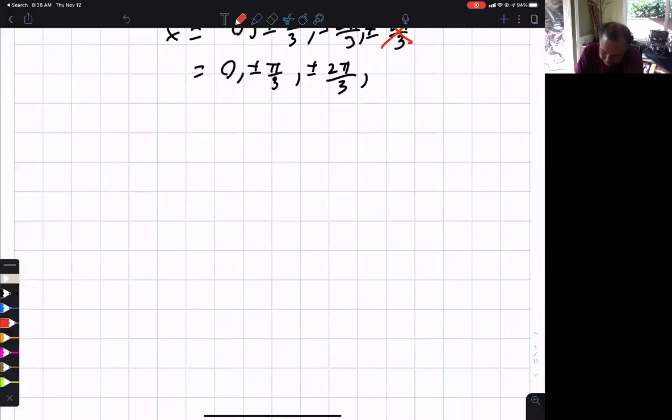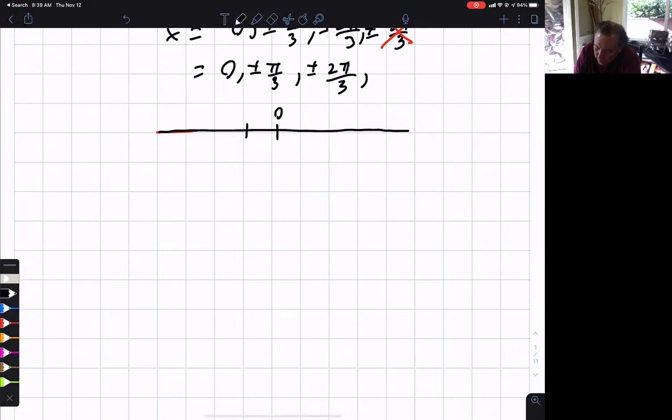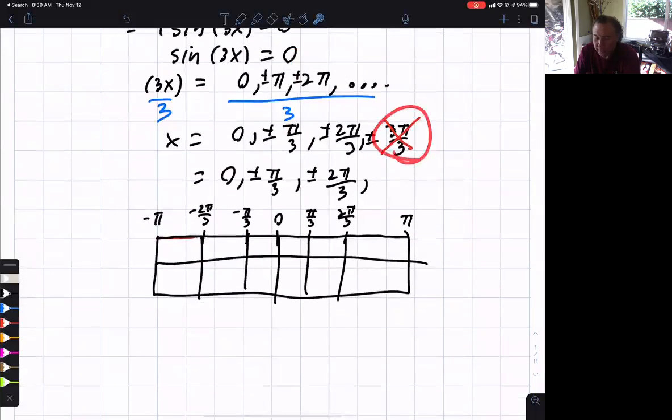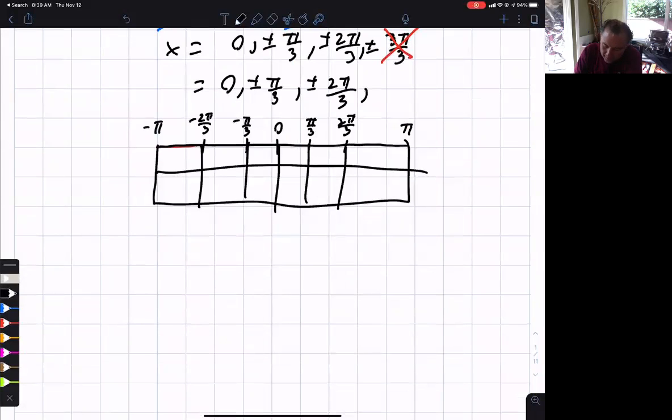So we're going to make a number line. It doesn't have to be to scale, but 0 is in the middle. Then -pi over 3, pi over 3, -2 pi over 3, 2 pi over 3. And this is -pi and pi, because that's what that was. That's the outer edge. And you have to know x goes there, and f prime of x goes there.